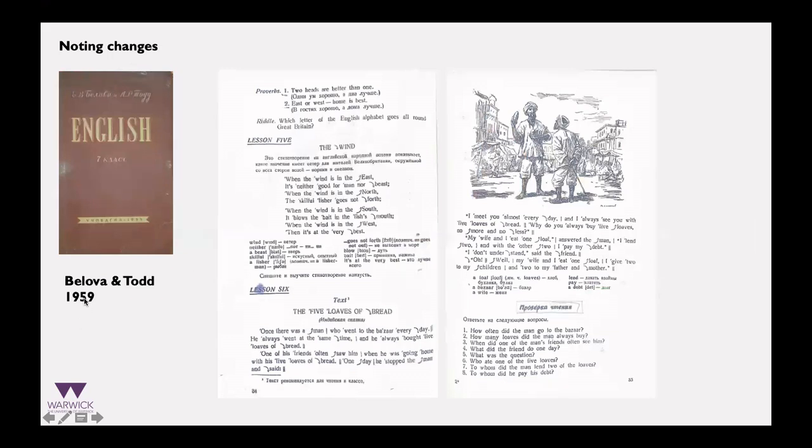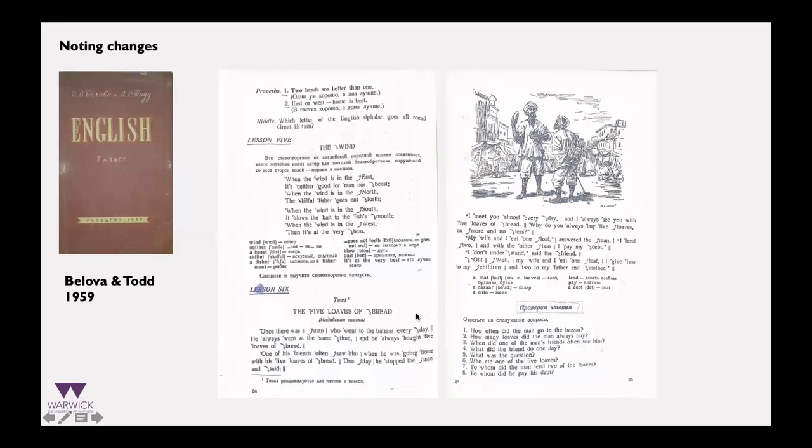We're in 1959 now in this book. So this is a class 7 book. A reminder, this is the third year of studying English now that they started in the 5th class. This is fairly typical of a reading text that they've got. This text, the 5 loaves of bread, is the one I'd like to focus on here. Again, we can see, and the instruction is also here, that it's recommended that this is for reading in class.